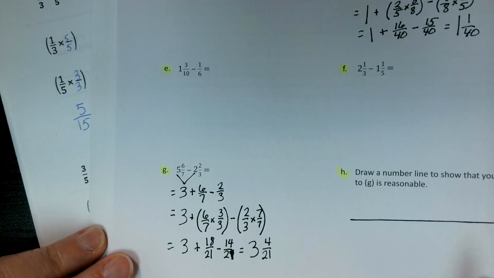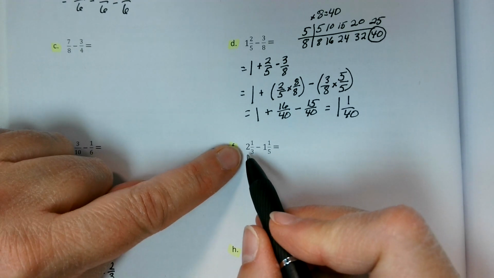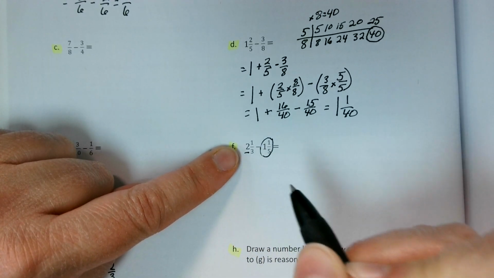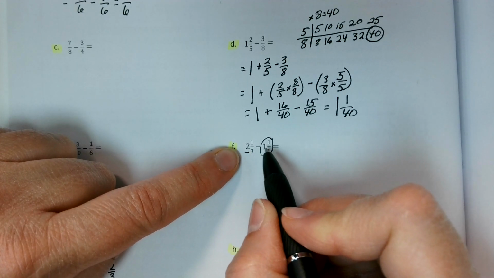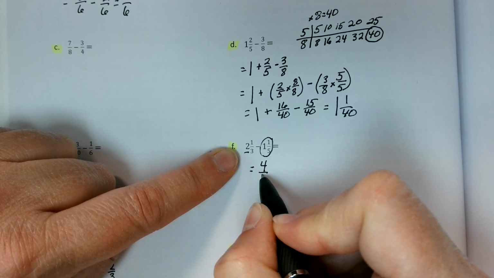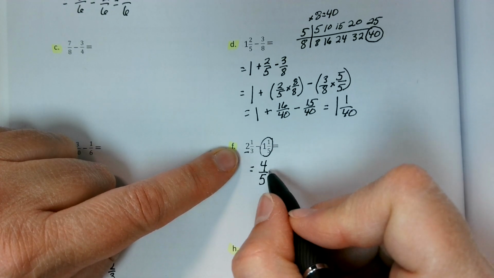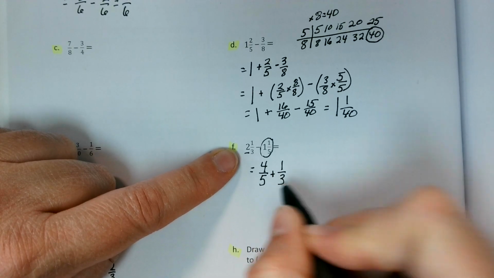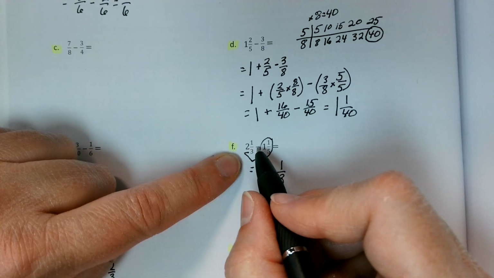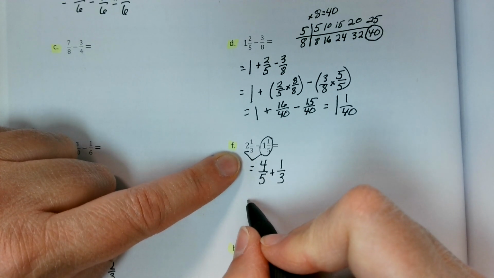Now, another method that we did show was taking our whole number, just the 2, and subtracting this whole fraction. So if I have 2 minus 1 1/5, then I have 4/5 left over from that, but I still have to add back my 1/3 from the beginning fraction. So 2 minus 1 1/5 is 4/5, and I'm adding back the 1/3.